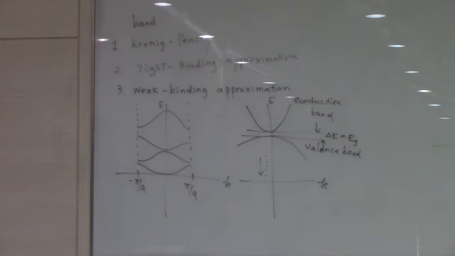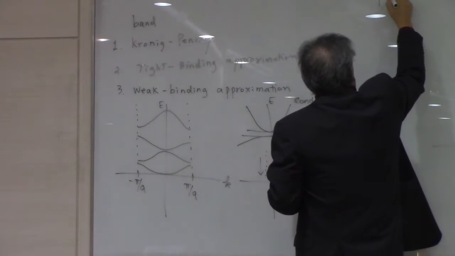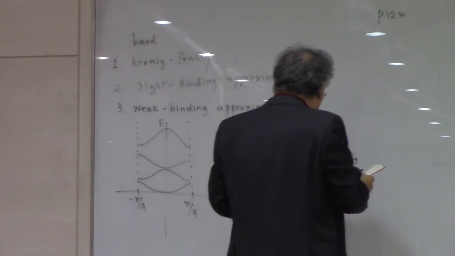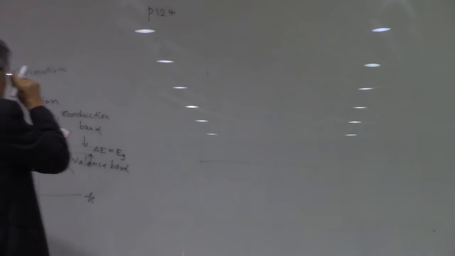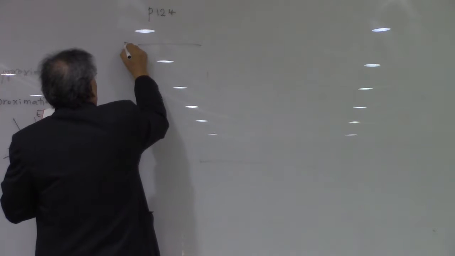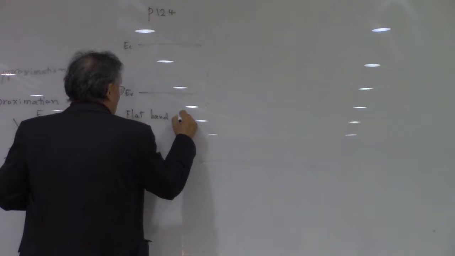Okay, in the textbook, page 124, there are four different ways of describing band properties, and the first one is a flat band diagram, and that is the conduction band and the valence band, something like this. That is a flat band energy diagram.